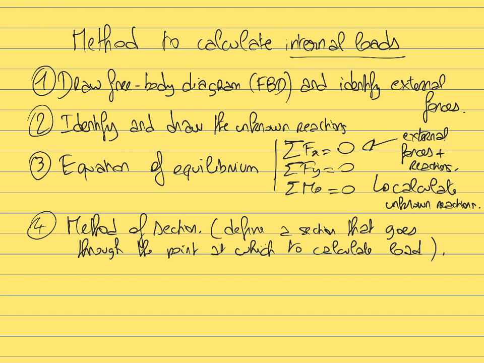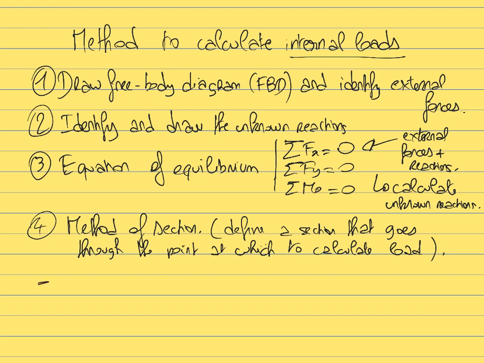So you use the method of section, you define a section that goes through the point at which you want to calculate the load, and then you isolate either one or the other of the parts of the material after you have cut it along this section.